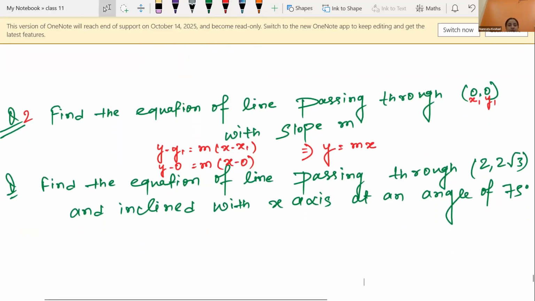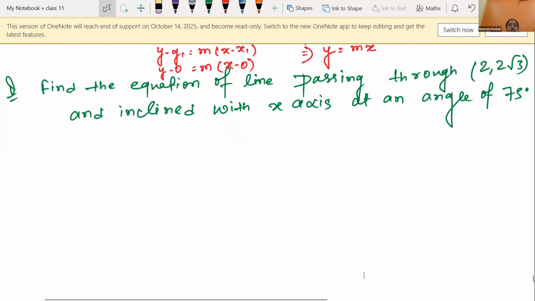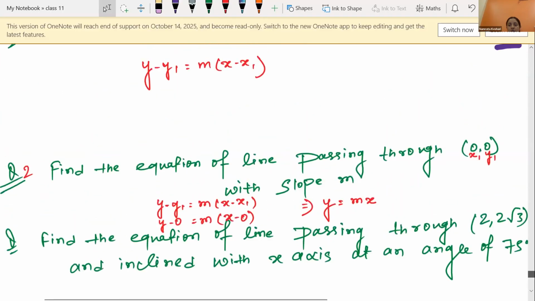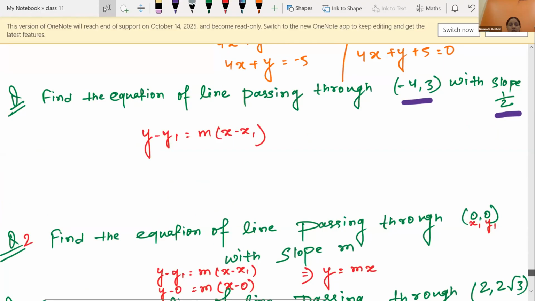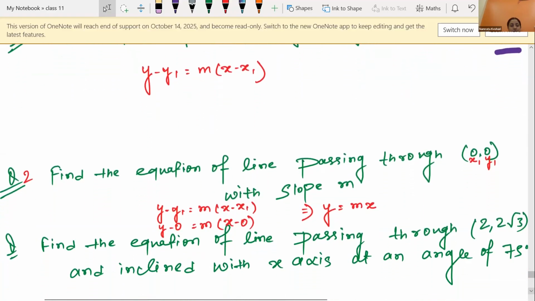Yes, ma'am. We want to do this question. Okay, if anyone wants to note these questions, please note them down. The previous one, have you noted? Minus 4, 3 and slope 1 by 2. Manvi, Neha, Aisha, Nabila, Mariam. Yes. Okay, now this one, number 2.